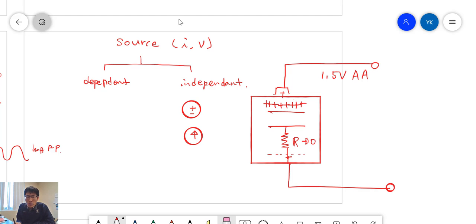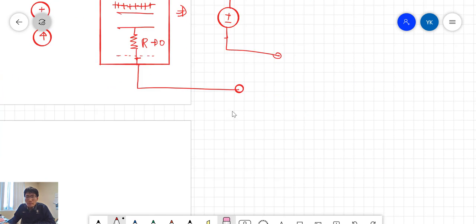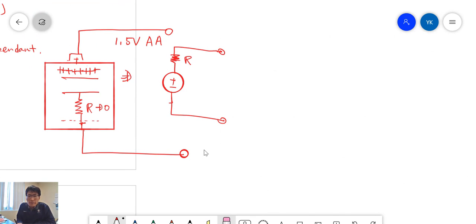So here, voltage source, take a look at it. This one is kind of 1 voltage source and 1 resistance, which means kind of the Thevenin equivalent circuit, right? Exactly.